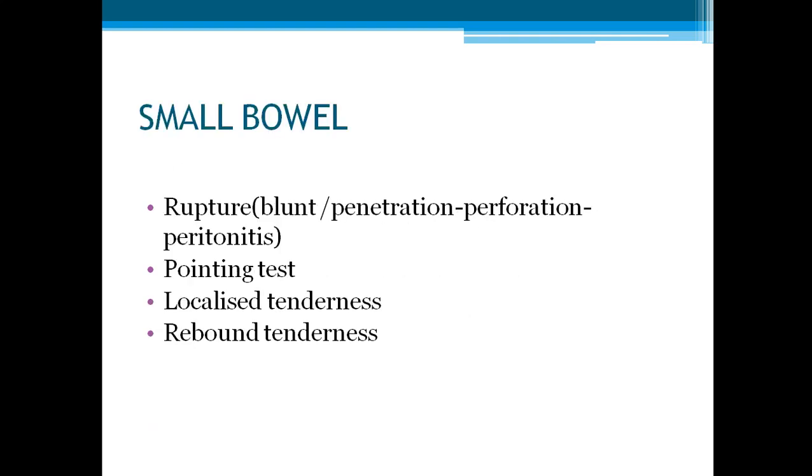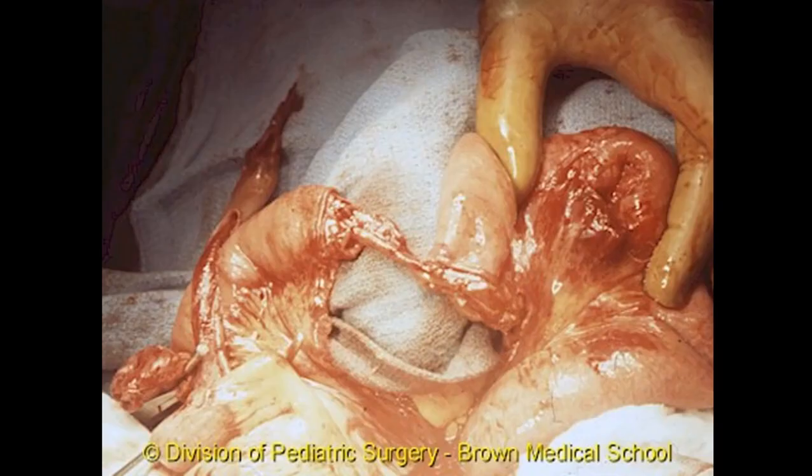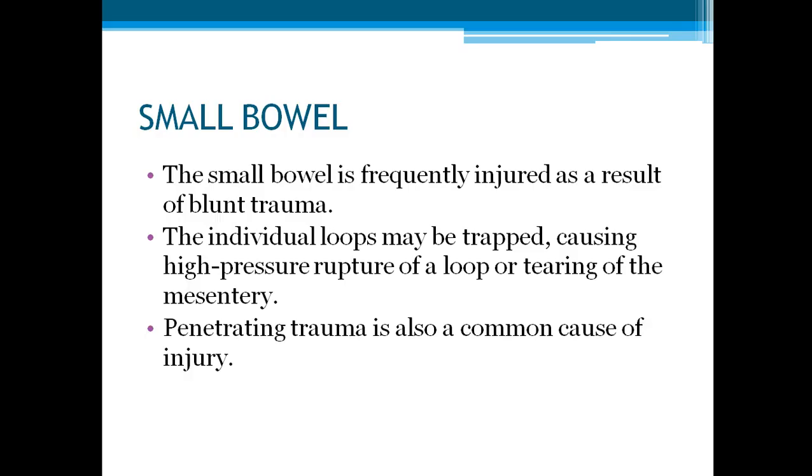Coming to small bowel injuries, most often it can be a rupture following a blunt trauma or a penetrating injury producing perforation and peritonitis, and the pointing test is positive, with localized tenderness and rebound tenderness. Here you see there is a transection of the bowel, near total transection.